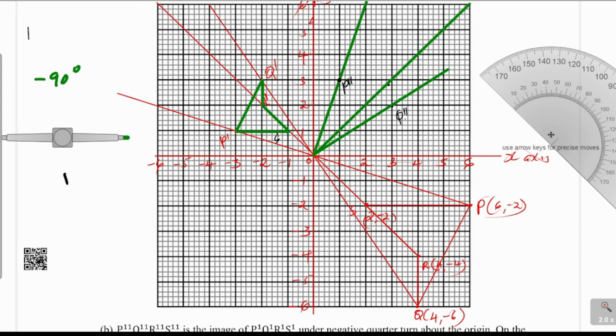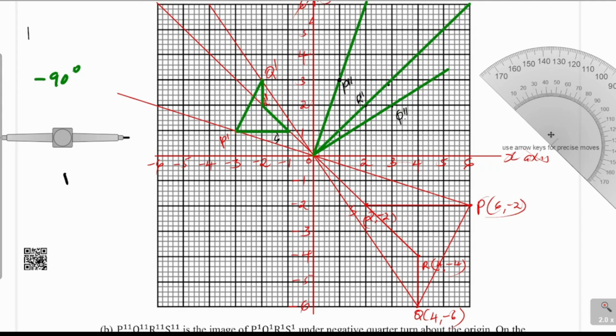So now you measure this distance from R prime to the origin. You can see how many squares these are. These are 1, 2 squares. Then from the origin along that line, 1, 2. So this is where we shall have R2. So R2 will be there.